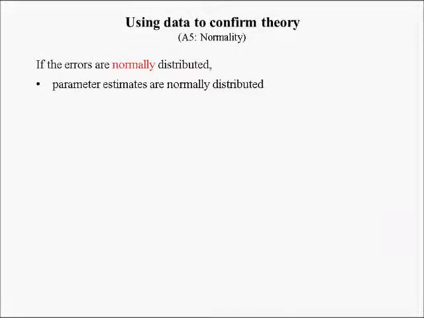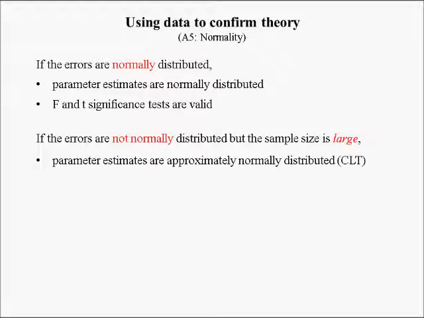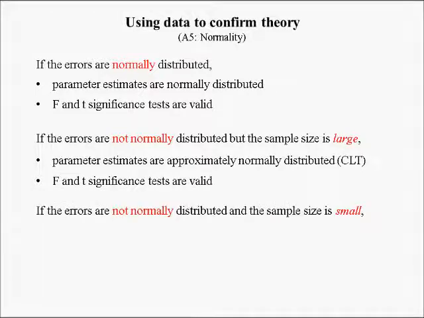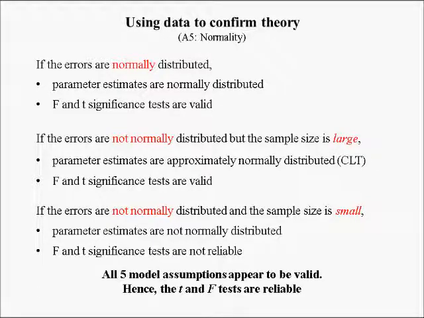If the errors are normally distributed, parameter estimates are normally distributed, F and T significance tests are valid. If the errors are not normally distributed, but the sample size is large, which is beyond the scope of this course, parameter estimates are approximately normally distributed by the central limit theorem. F and T tests are valid. If the errors are not normally distributed and the sample size is small, parameter estimates are not normally distributed. F and T significance tests are not reliable. Now, since all 5 model assumptions appear to be valid, the T and F tests are going to be reliable, provided the right regressors are included.